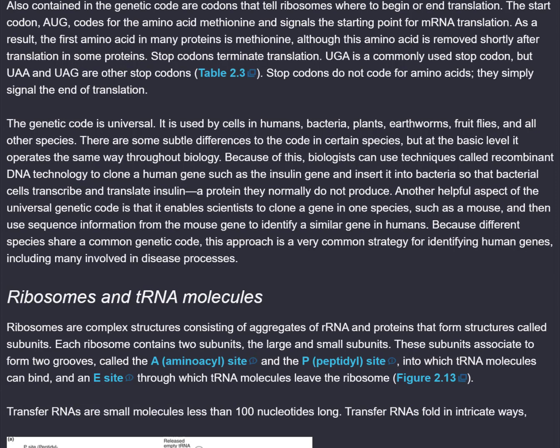Also contained in the genetic code are codons that tell ribosomes where to begin or end translation. The start codon, AUG, codes for the amino acid methionine and signals the starting point for mRNA translation. As a result, the first amino acid in many proteins is methionine, although this amino acid is removed shortly after translation in some proteins. Stop codons terminate translation. UGA is a commonly used stop codon, but UAA and UAG are other stop codons, Table 2.3. Stop codons do not code for amino acids, they simply signal the end of translation.